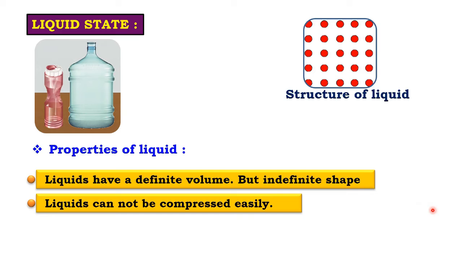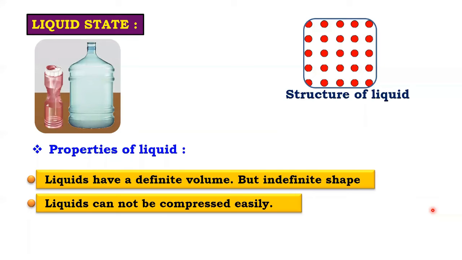Because the intermolecular spaces between the liquid particles is more, correct? So even if you try to compress it, if you try to squeeze it, the particles will have some space where they can go to, right? Therefore what we can say is they are slightly compressible. Slightly means, a little bit compressible.